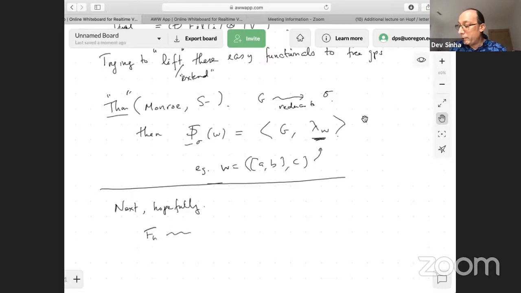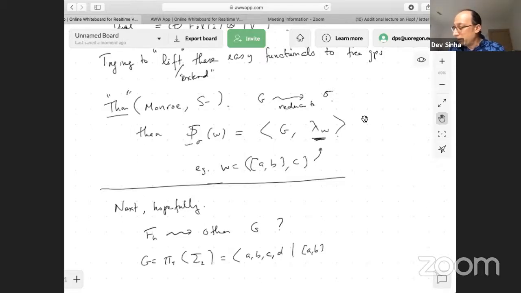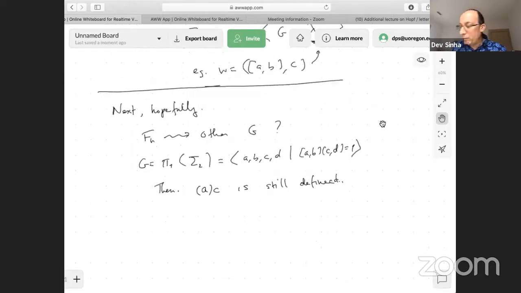Well, from free groups to other groups. So for example, if G is pi1 of a genus 2 surface, which remember is generated by, say, A, B, C, D, such that the commutator of AB times the commutator of CD is the identity, then AC is still defined, at least if you're in the first commutator subgroup, and it's still well defined.